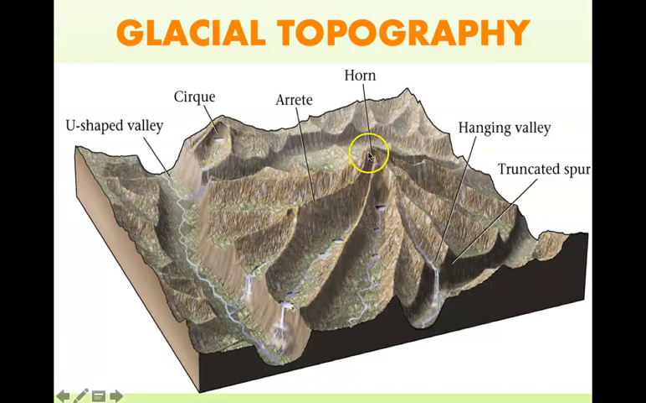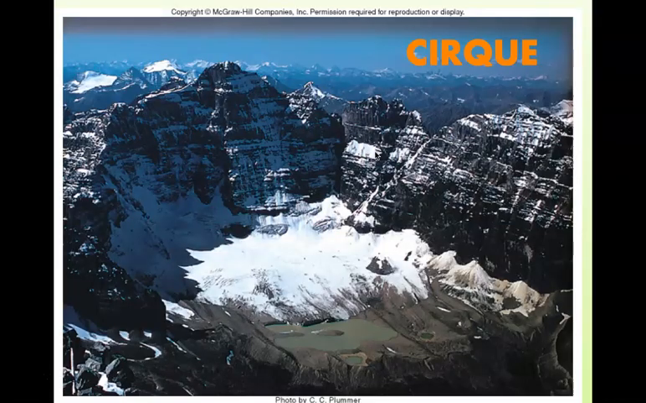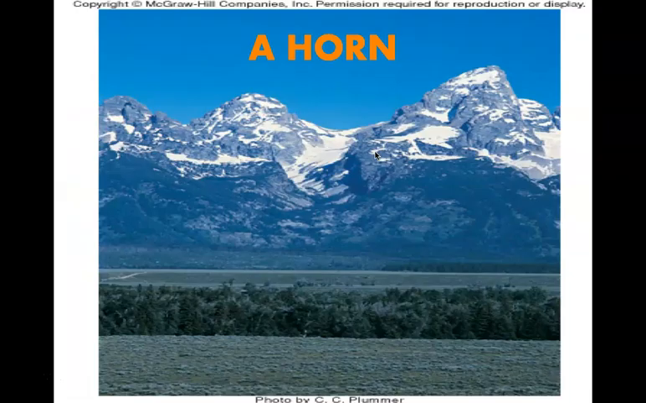Let's go back to cirques for a minute. A horn is when you have a whole bunch of cirques around the top of a mountain, it leaves a rather steep, pointy back behind it. Here's one here, here's one here. Okay. You may have heard of the Matterhorn. That's the mother's horn. A horn is just an exceptionally pointy, glacially carved mountaintop. But it's formed with several cirques back to back.